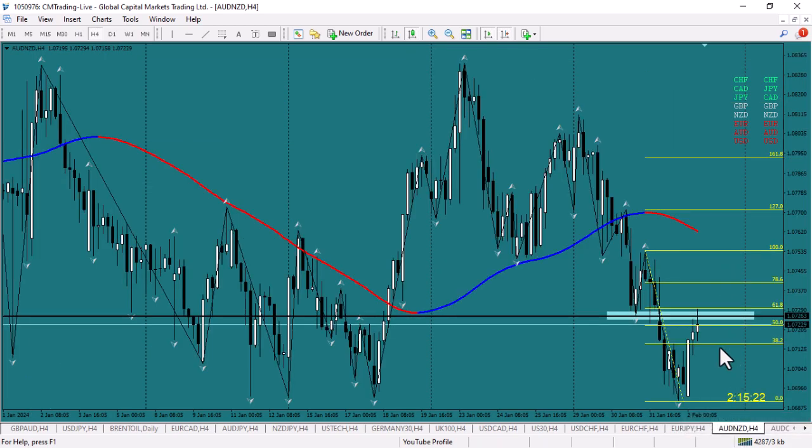Aussie New Zealand busy testing a very nice level. You can see this last directional swing here. The retracement to between the 50 and the 61. It hit the 61 on the nose. Nice lateral support there that could become resistance now.